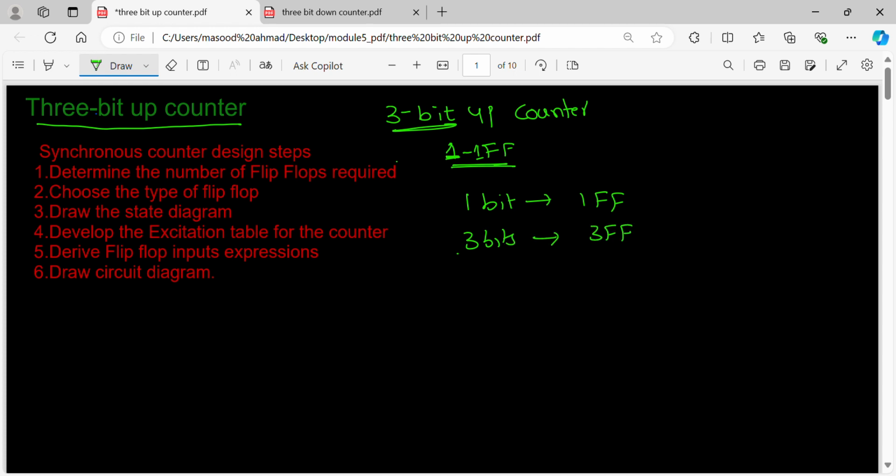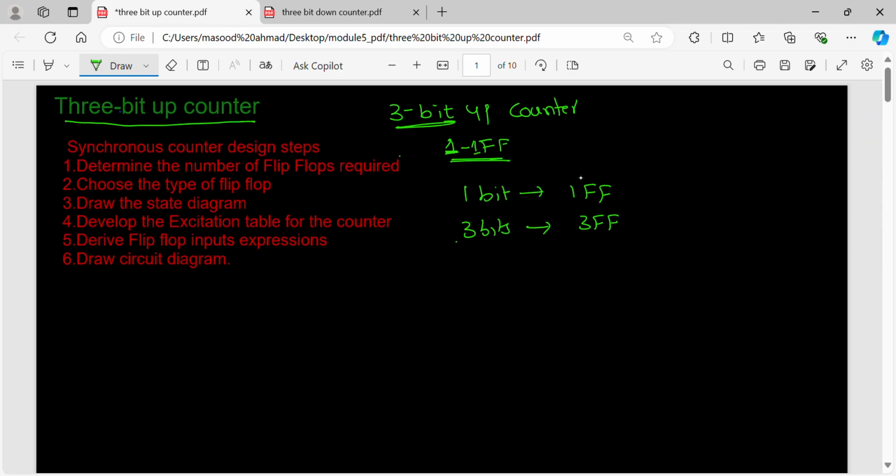It is very straightforward. But in certain problems, it is given as a mod number, say mod 5 counter, mod 10 counter, or in general mod n counter. In such cases also, we need to determine the number of flip-flops required. How to do that? I will give you the formula. So what is this mod number? Mod 5, if I say, goes 0, 1, 2, 3, 4, totally 5 different states, which count from 0 to 4.